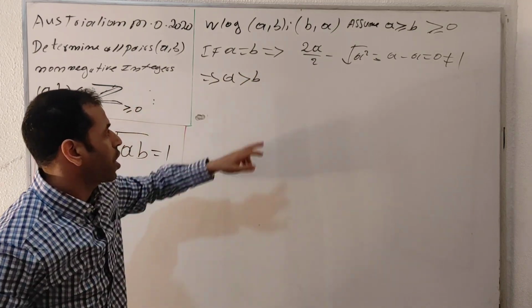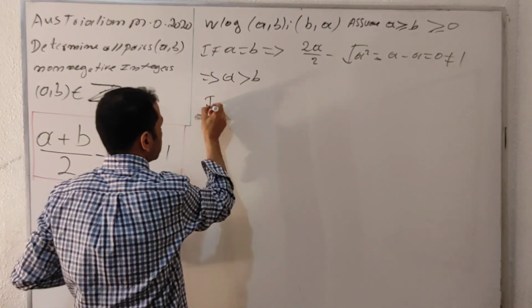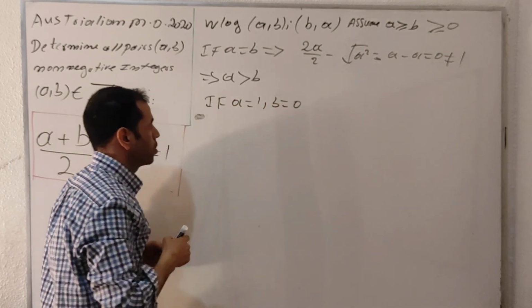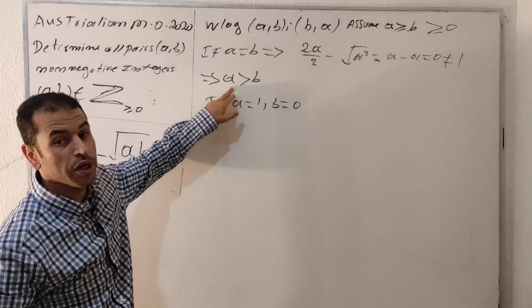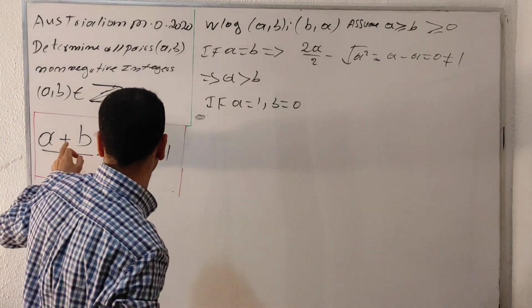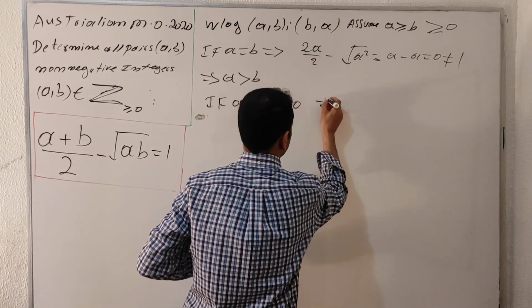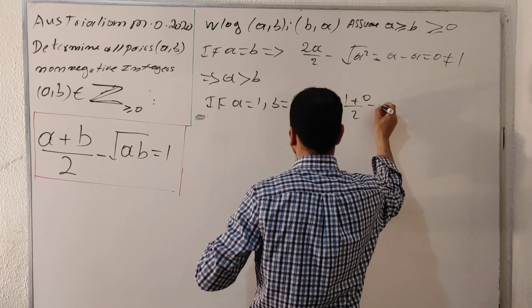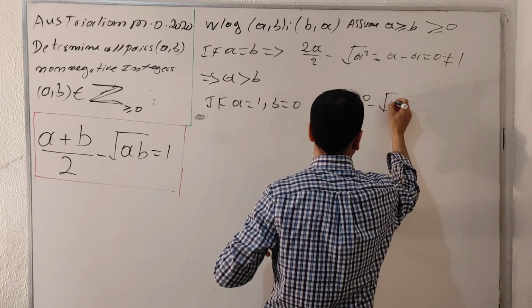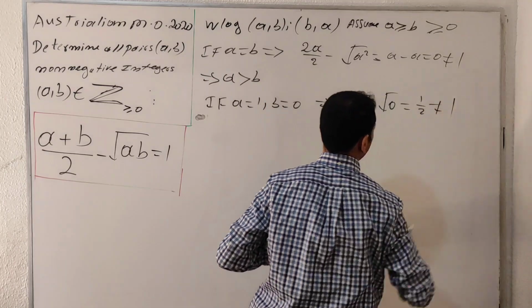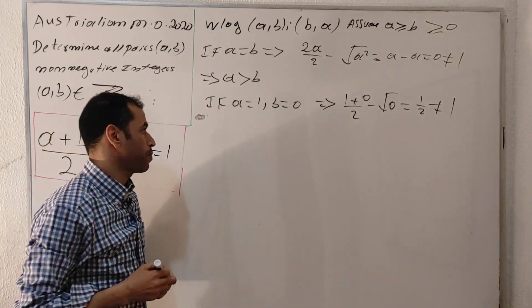Now I'm going to check the obvious cases. If A equals 1 and B equals 0, always go in this order because we have A strictly greater than B. So now I'm going to plug this information into the setup to see what it gives us. I will have (1 plus 0) over 2 minus the square root of 0, which equals a half, which is different from 1, which is not verifying our setup either.